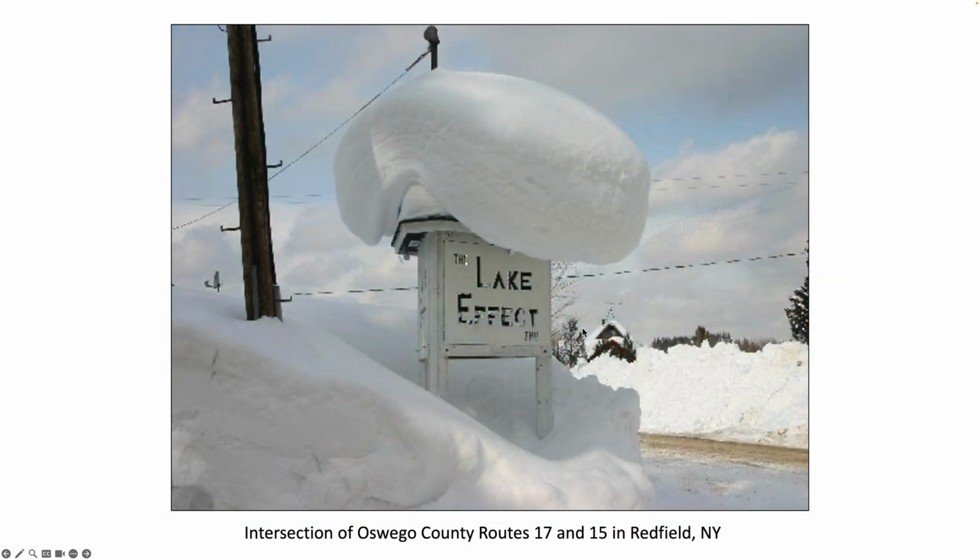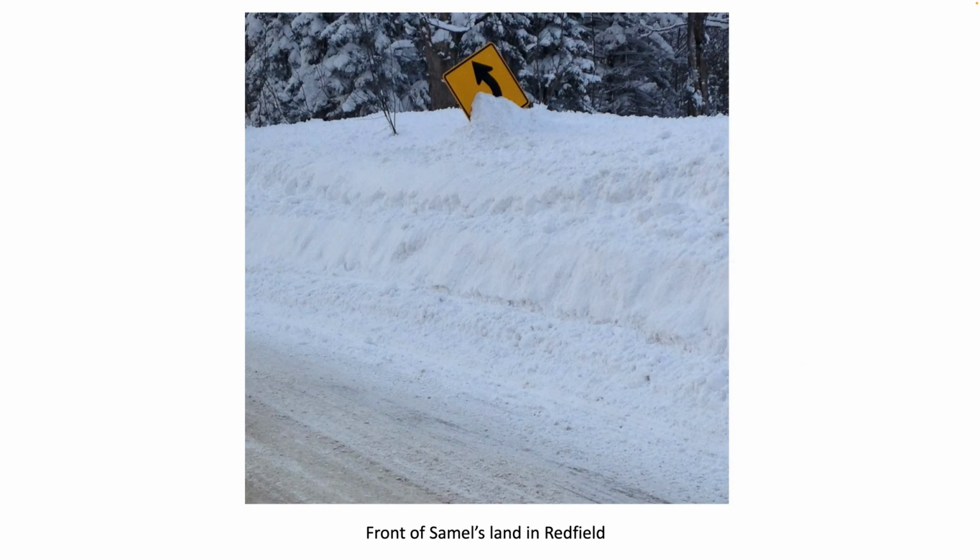Here are some pictures of what it looks like after lake effect snow. So this is at the intersection of County Route 17 and 15 in Redfield, New York, which is about 3 miles from where my land is located. And on the same day, this is the snowbank that was located along the street in front of my land. And so these road signs in Oswego County, and particularly in Redfield, where this was taken, are actually much higher up off the ground. The poles are much taller than they are here in Ohio because of this heavy snow. And so this snowbank was probably 10 to 12 feet high.